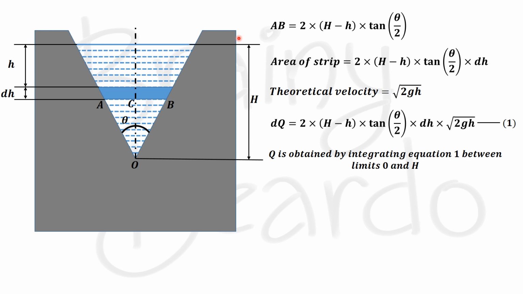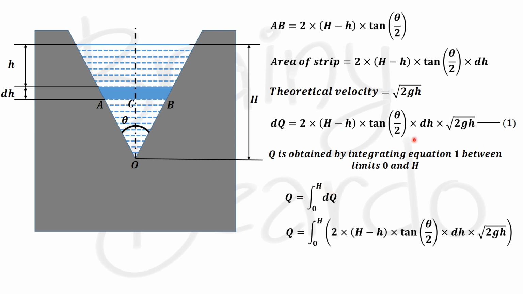So, to find Q will be equal to integration of dQ within the limits of 0 to h. Okay. So, when we substitute the value of dQ in this equation, we get Q equal to the integral of 0 to h of 2 into (capital H minus small h) into tan(theta/2) into dh into root of 2gh. And if you look at this, 2 is a constant, tan(theta/2) is a constant, and root of 2g is a constant. So, we would take these terms outside.